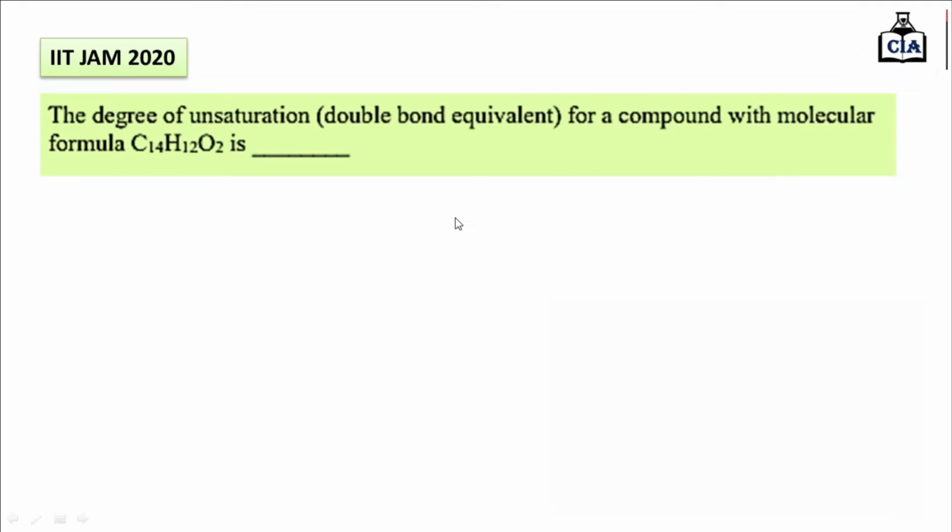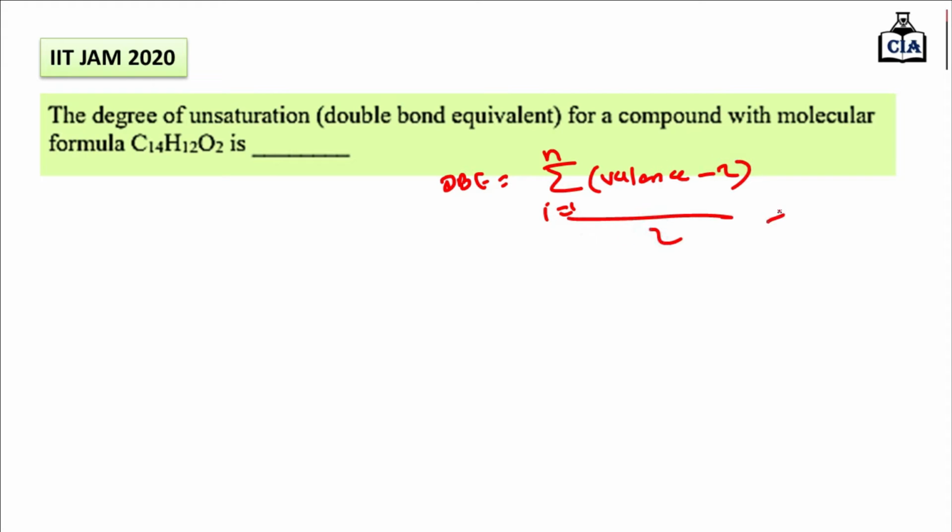Now the next question from IIT JAM 2020. In this question we have to calculate the double bond equivalence. The formula for double bond equivalence is the summation, i running from 1 to n, of (valence minus 2), divided by 2, plus 1, where valence means the valency of the particular atom. Here there are a total of 14 carbon atoms.